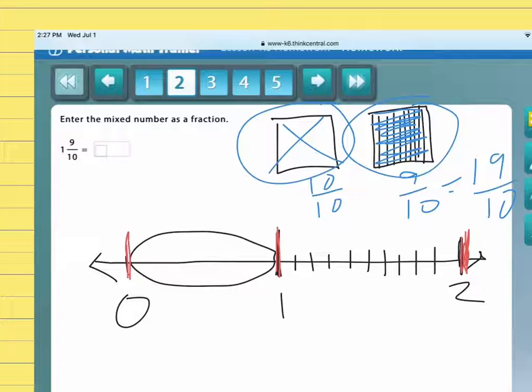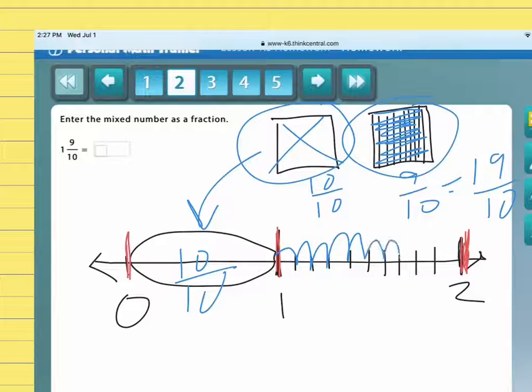I also drew a number line. The number line here would correspond with this. This would be 10/10, or 1 whole, and then 1, 2, 3, 4, 5, 6, 7, 8, 9, 9/10 there. So that would be 19/10.